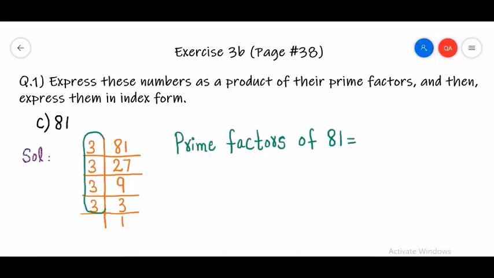If we talk about prime factors of 81, we can't write 1 here because 1 is not a prime number. So the prime factors of 81 are 3 multiplied by 3, multiplied by 3, multiplied by 3. Here 3 is multiplied by 3 four times. So in index form, it will be 3 raised to the power 4.